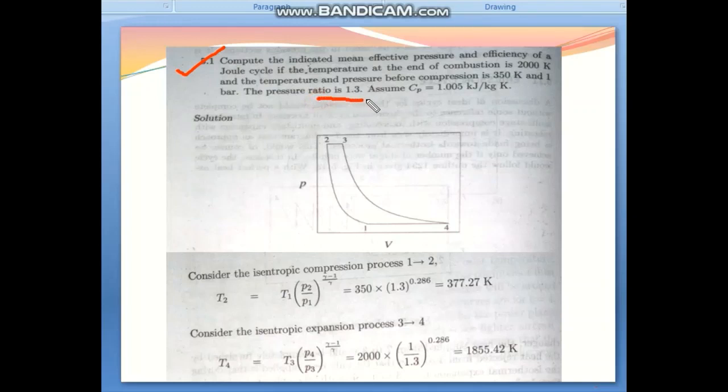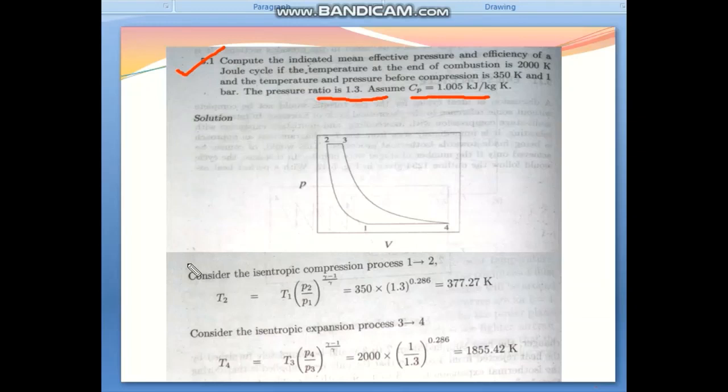The pressure ratio is 1.3. Assume Cp equals 1.005 kilojoule per kg Kelvin. Since it's a simple Brayton cycle problem, the PV diagram is shown here: 1, 2, 3, 4. 1 to 2 is the adiabatic compression process. 2 to 3 is the combustion process, a constant pressure combustion process. 3 to 4 is the adiabatic expansion process through the turbine, and 4 to 1 is the exhaust, at constant pressure.